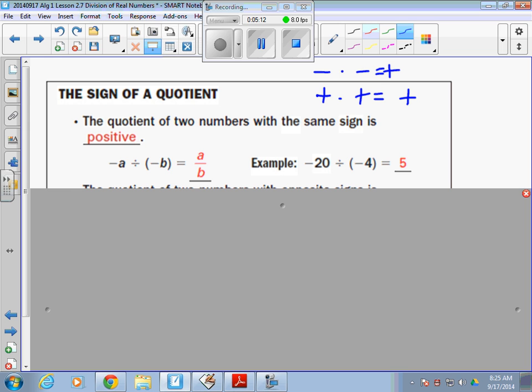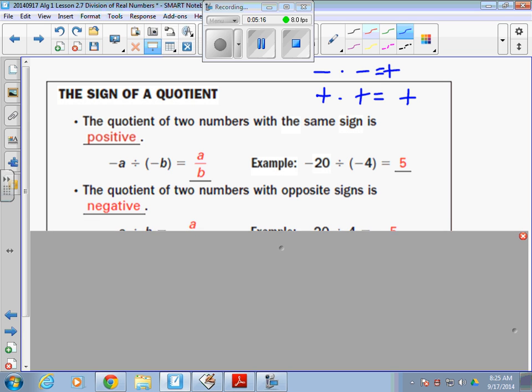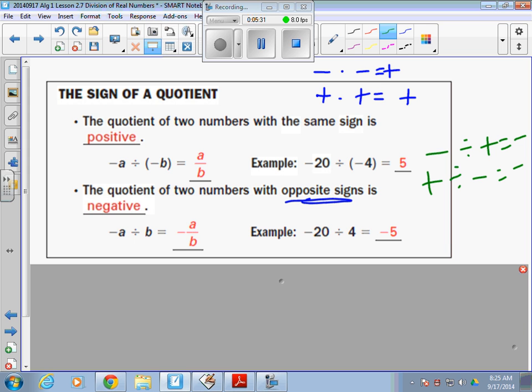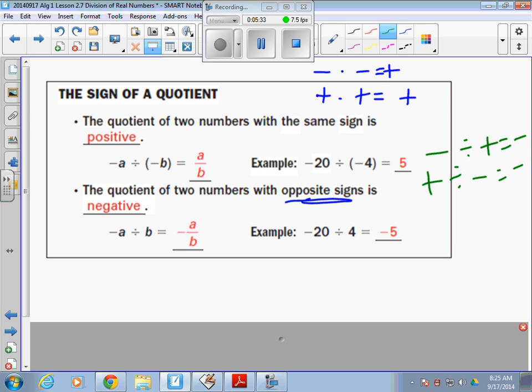Negative 20 divided by negative 4, same sign, is going to be positive 5. The quotient of two numbers with opposite signs, it's just like multiplication again. Negative divided by positive is negative, and positive divided by negative is negative. Opposite signs is negative. So negative A divided by B is going to be negative since they're opposite. Negative 20 divided by 4 is going to be negative since they're opposite.